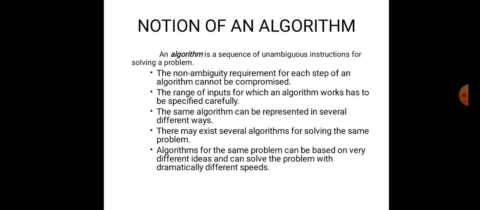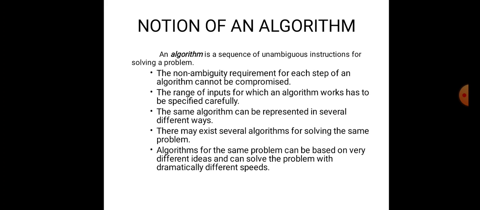Next topic is the notion of algorithm. The non-ambiguity requirement for each step of an algorithm cannot be compromised. The range of inputs for which an algorithm works has to be specified carefully, and the same algorithm can be presented in several different ways. We may present the same algorithm as a graph or in lines. Algorithms for the same problem based on different ideas can solve the problem at dramatically different speeds.